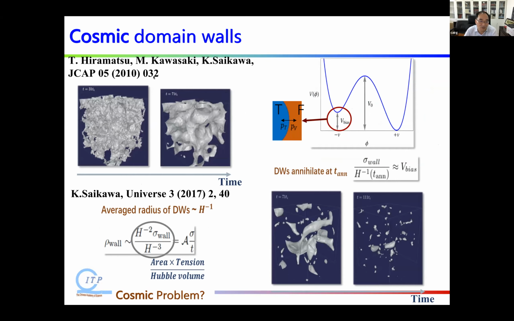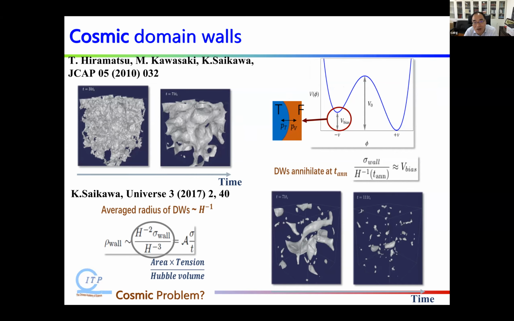This is a domain wall simulation. As you know, the average radius of the domain wall is of course the inverse Hubble horizon, and the energy density of the domain wall is sigma, the tension of the domain wall, times the area of the domain wall over the volume. Then A is constant, sigma is tension, and t is cosmic time. As you know, this will dominate the universe. It is a cosmological problem.